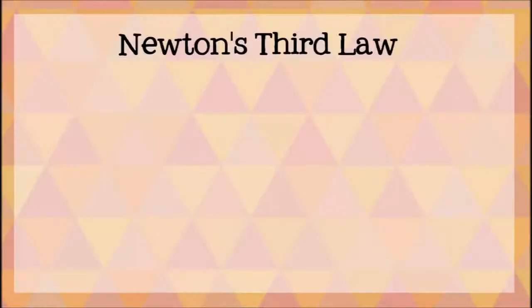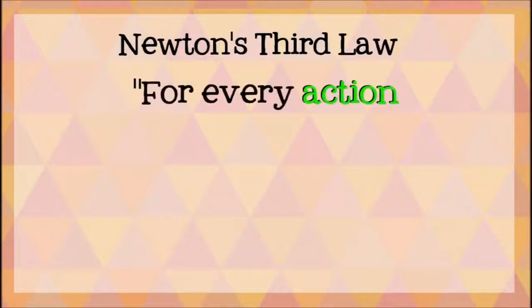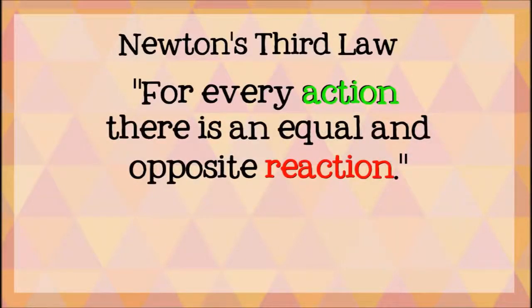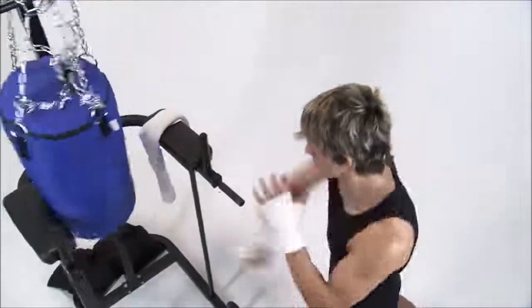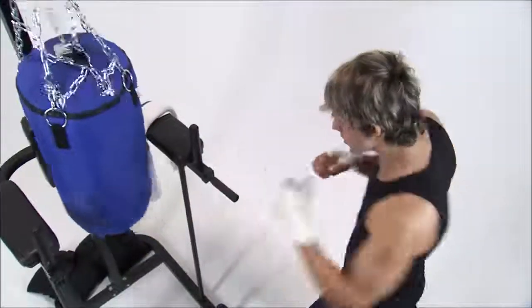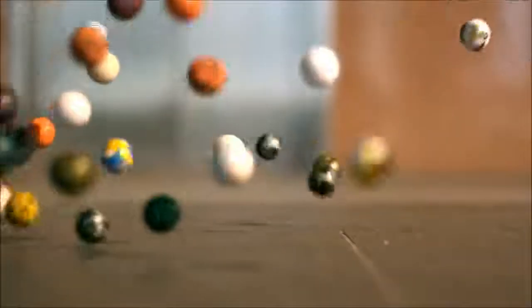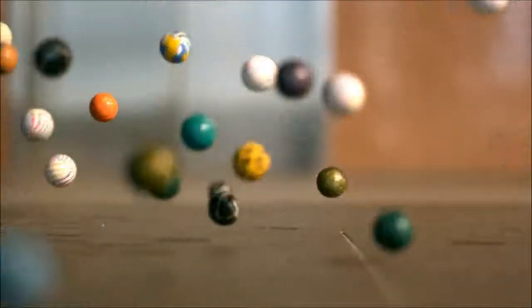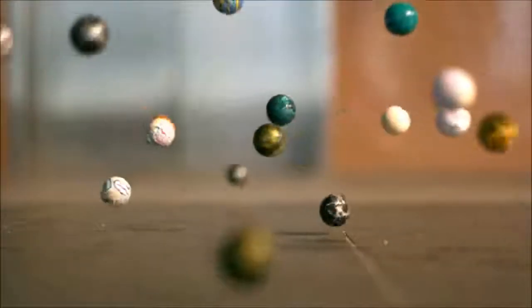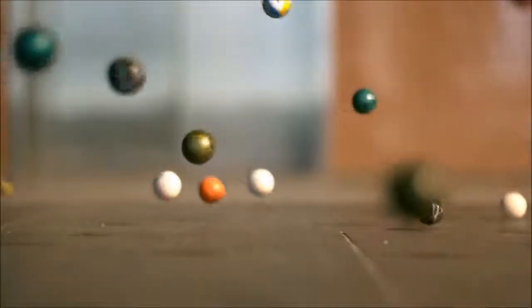Newton's third law of motion says that for every action, there is an equal and opposite reaction. If you exert a force on an object, it exerts an equal force back on you. For example, a ball hitting the ground exerts force downward. The floor exerts an equal force upward.